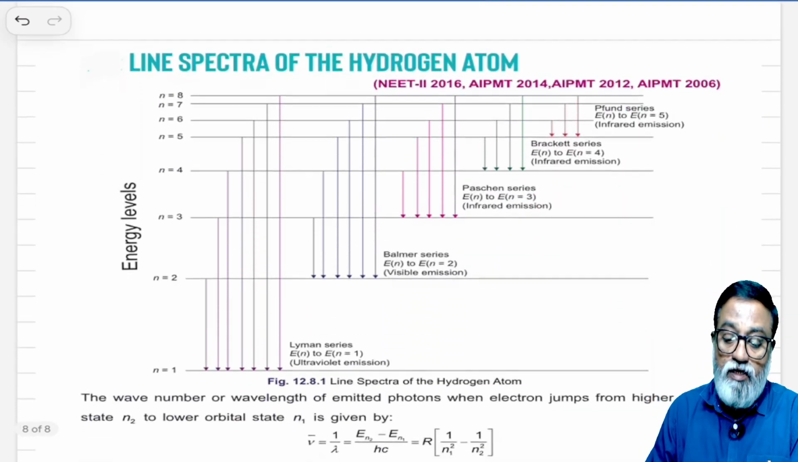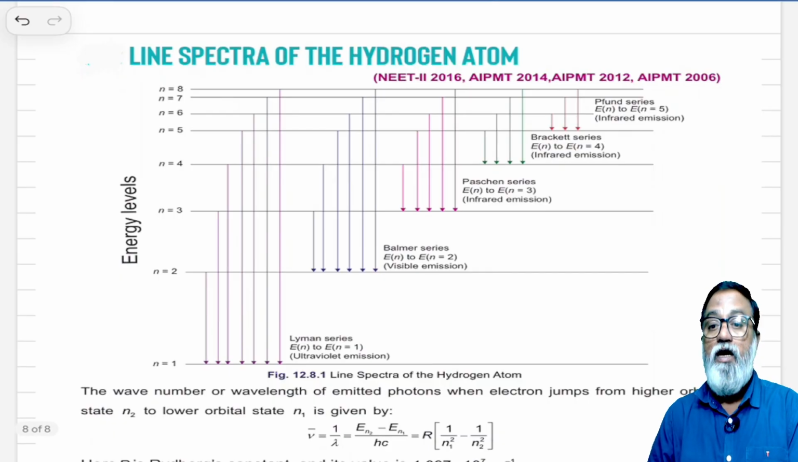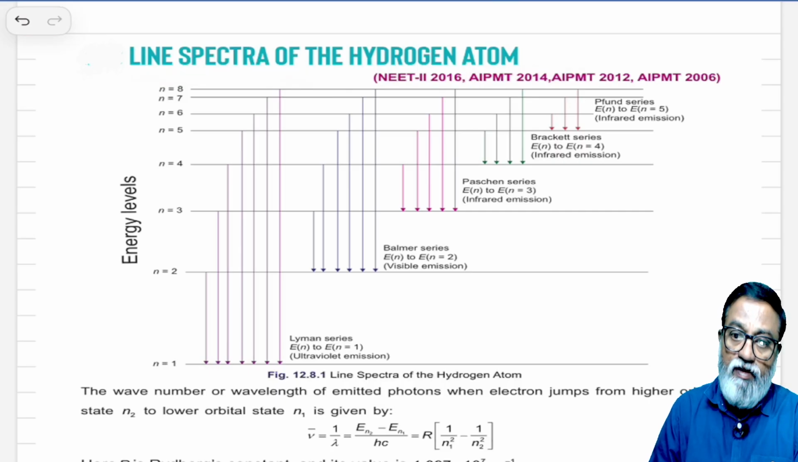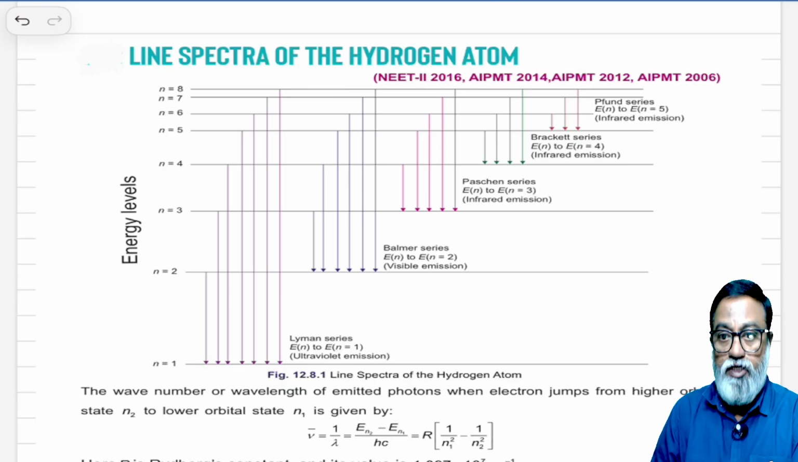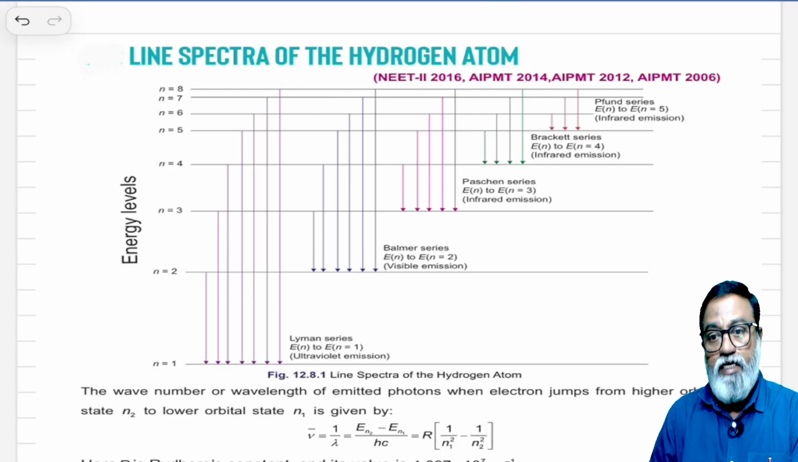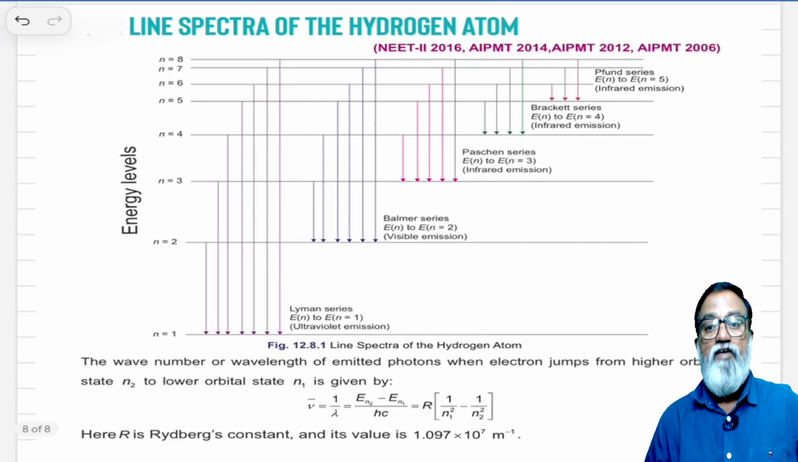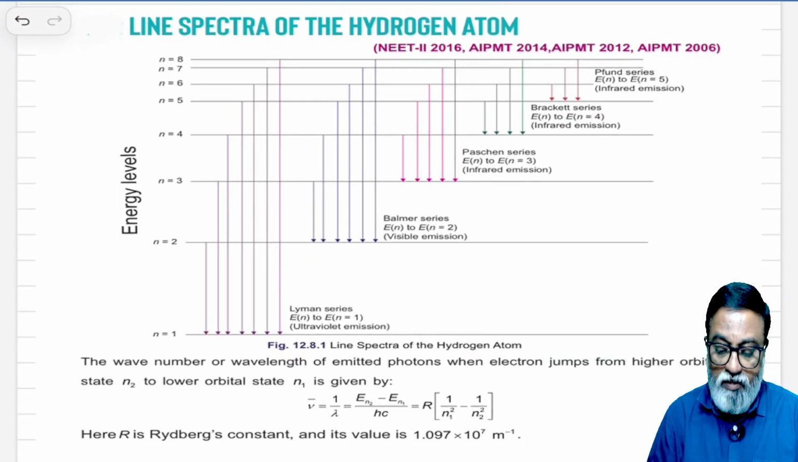Next one, this is very important: line spectra of the hydrogen atom. Whenever an electron is excited from the ground state to another energy level, it is de-excited to a lower energy level. During the de-excitation, it emits a photon of energy. In the hydrogen spectrum, there are different spectral lines. This is when n equal to 2 to n equal to 1. Therefore, n equal to 1 is the lower energy level.